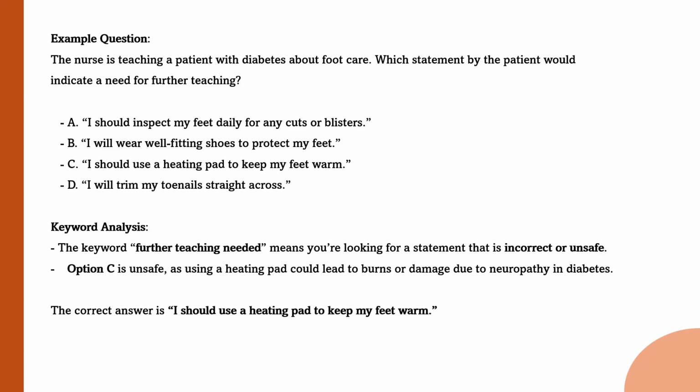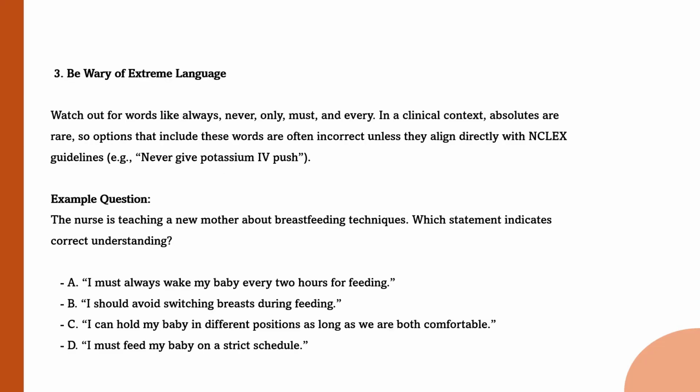But let's not really say C yet, let's still read option D. We need to be sure, because we still have one option. I will trim my toenails straight across. Do we want to do that? Yes, we want to do that. So we can finally say C is the correct answer, not that it's something we want a diabetic foot care patient to do, but they need further teaching with that. Is that clear? Correct. So now, number three, be wary of extreme language.